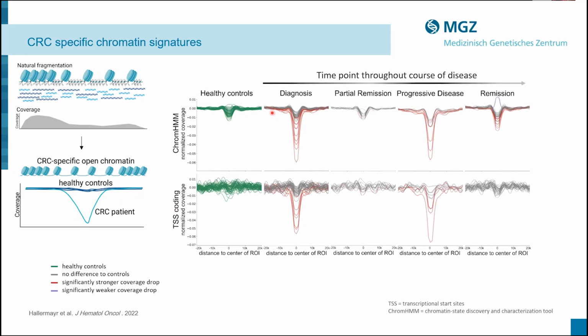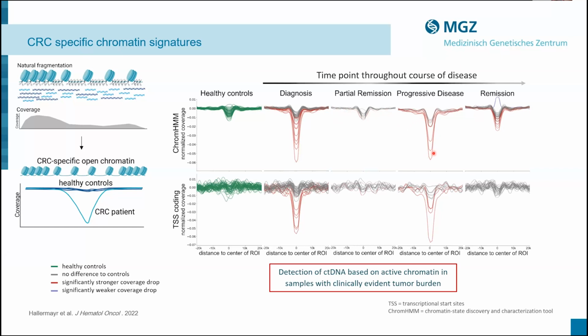As you can see here at diagnosis, there were multiple patients where we've seen those significant coverage drops, indicating the presence of circulating tumor DNA. And when looking at samples collected from patients in partial remission, those drops almost disappeared. And in progressive disease samples, we've seen those again. So specifically, the detection of ctDNA based on active chromatin in patients with clinically evident tumor burden is possible, or another possibility.